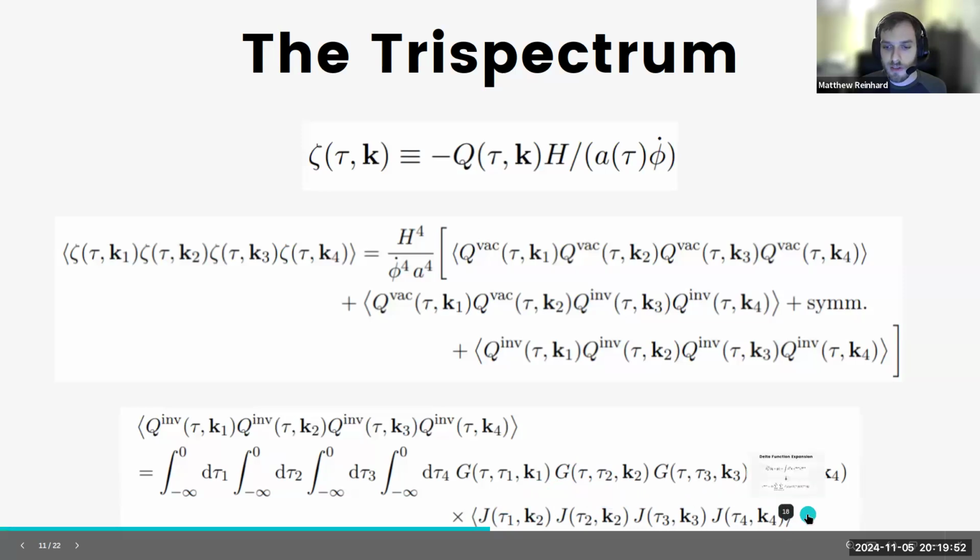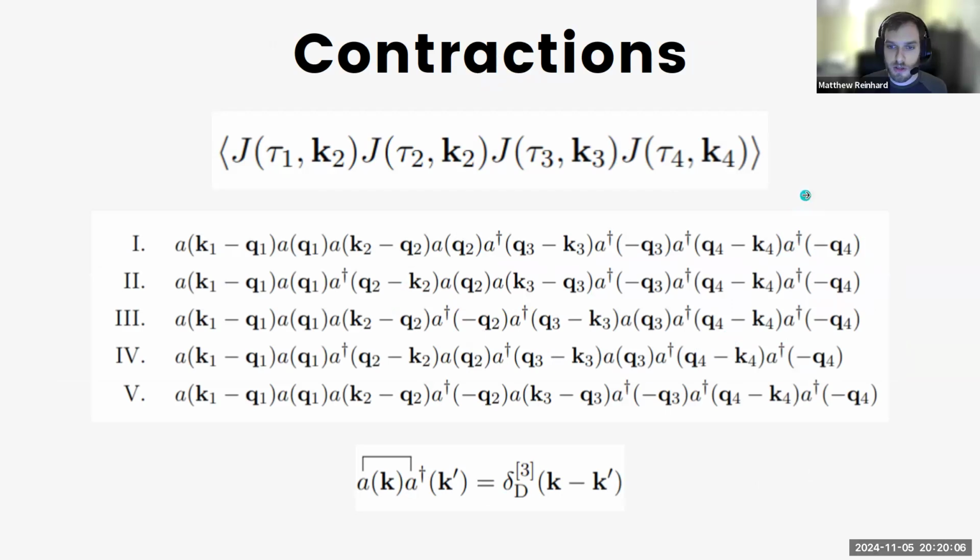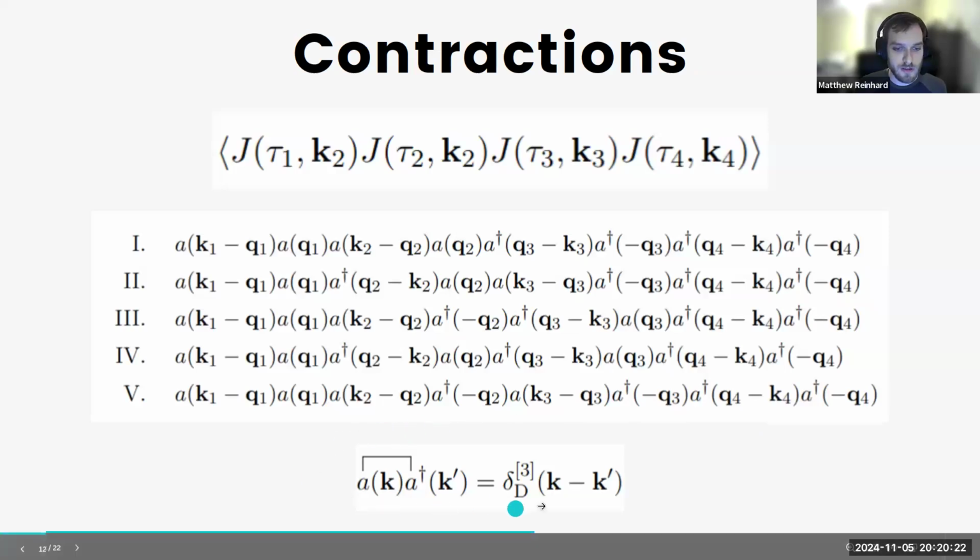So we'll have to compute this correlation function of these four source terms. And each of these source terms contains creation annihilation operators. So we have to consider all of these possible combinations of creation annihilation operators. And there are only 5 of them that give a non-zero result, and they're listed here. And so now we have to consider all the different ways we can contract these creation and annihilation operators, where a contraction gives a delta function, shown at the bottom here.